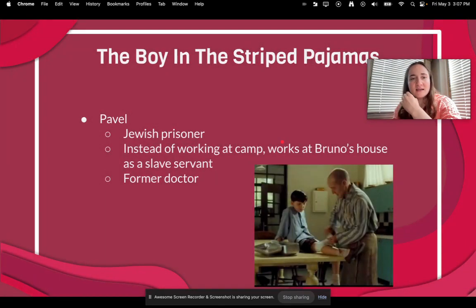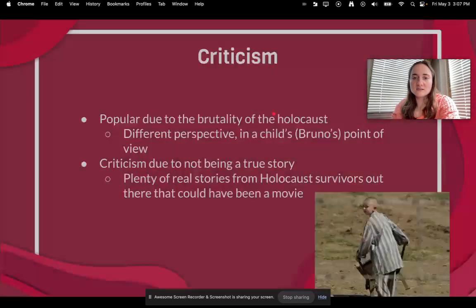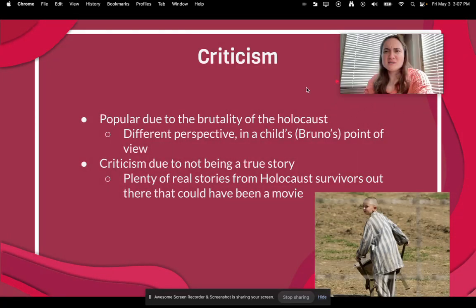There's also Pavel, and he is a Jewish prisoner. You can see him right here. So instead of working at the camp, he works at Bruno's house as a slave servant, but he was a former doctor. So there is some criticism about The Boy in the Striped Pajamas. It's not a perfect movie by any means. It was very popular in the box offices in the United States and also in Europe due to the brutality of the Holocaust. I mean, it shows the heartbreak of, well, I'm not going to spoil anything, but you see kids like Shmuel right here.